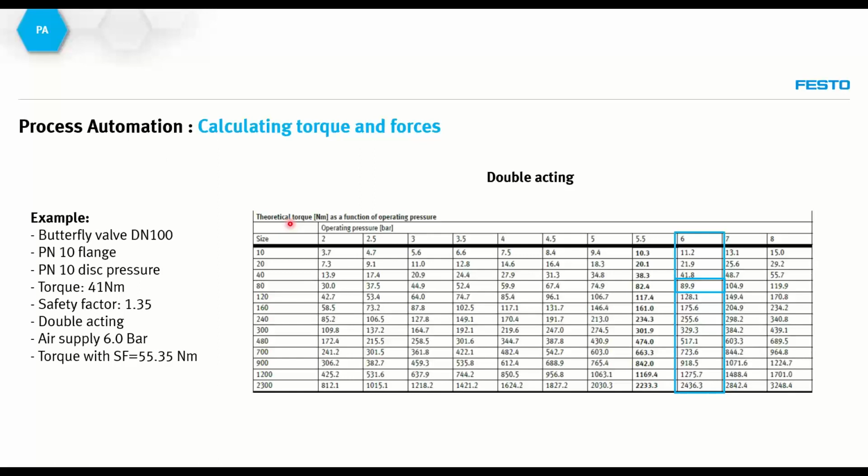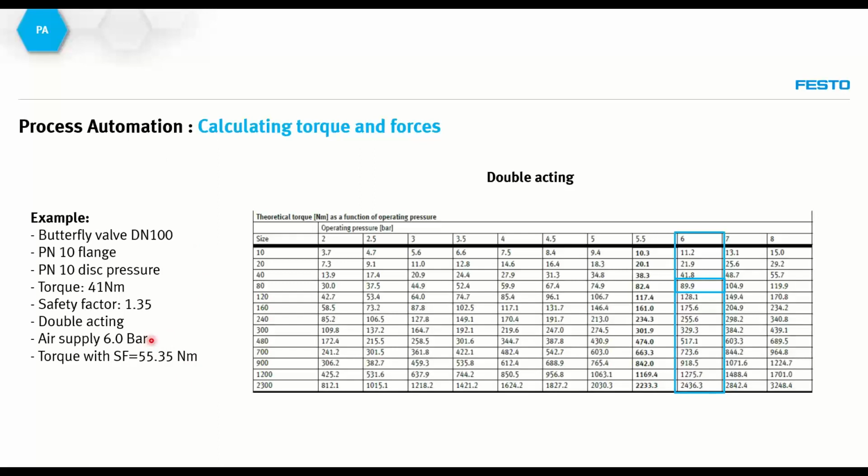Moving on to one of the examples. In my example, I'm selecting a DN100 butterfly valve with PN10 flange rating and disc pressure of 10 bar. The torque requirement from the valve manufacturer is 41 Newton meter. The safety factor recommended by the valve manufacturer is 1.35, and the operating pressure is 6 bar.